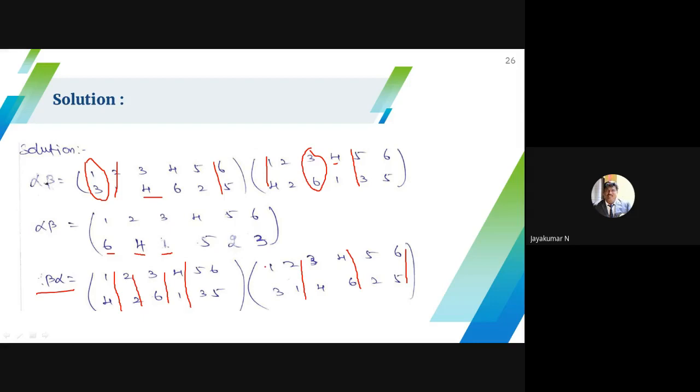4 maps onto 1, 1 maps onto 3, finally 4 maps onto 3. 5 maps onto 3, 3 maps onto 4, finally 5 maps onto 4. 6 maps onto 5, 5 maps onto 2, finally 6 maps onto 2.